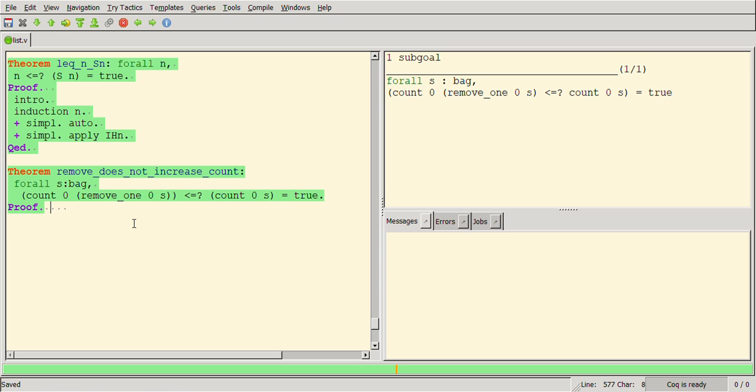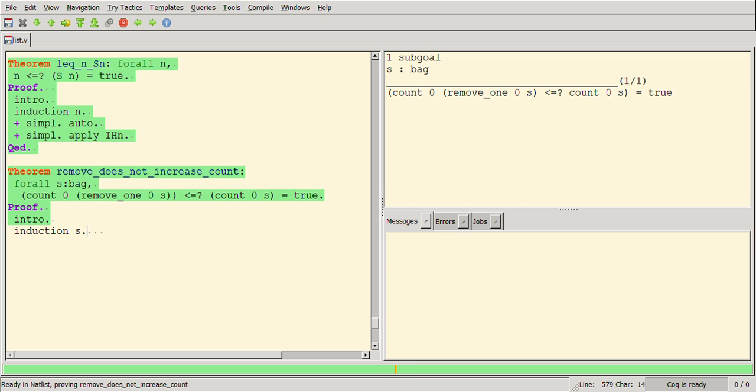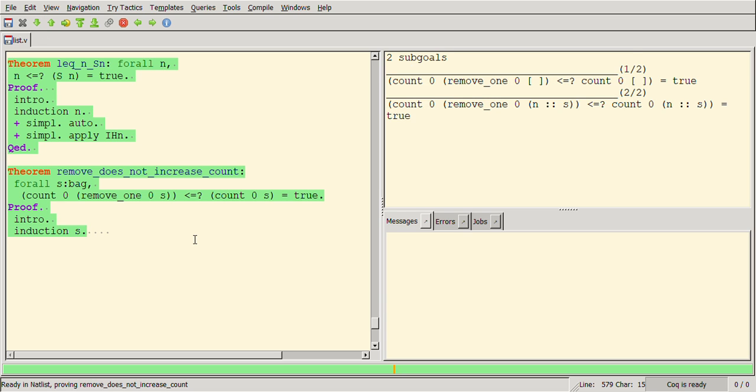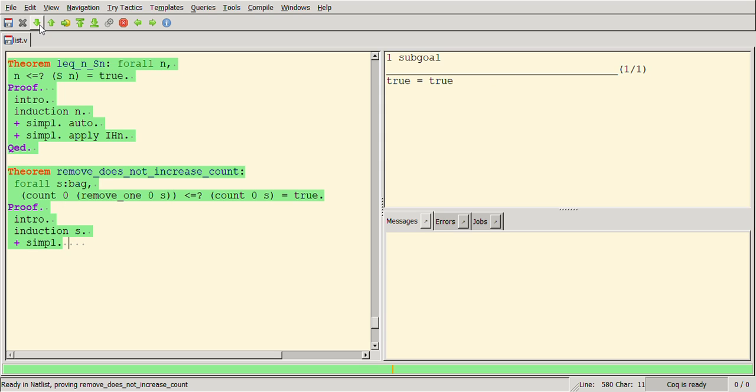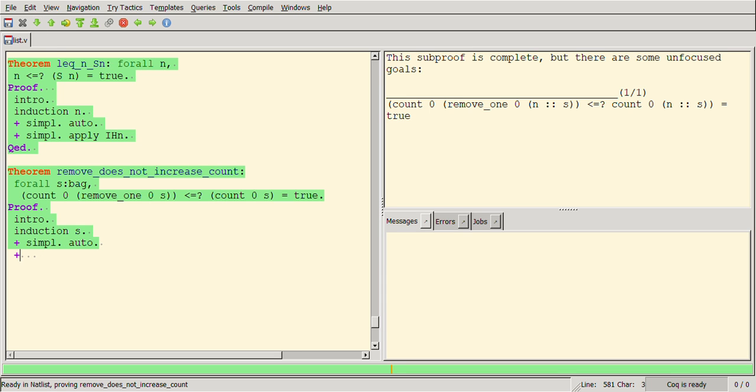We are in the proof mode, and as usual we introduce the variable S along with the hypothesis, and then we choose induction on the only variable S. Induction on S. S is a bag which is a list. In fact, we get into the first subgoal, and we continue with simplification, and we get true on both sides, and we can close this with reflexivity. Good. And now we can continue with the second subgoal.